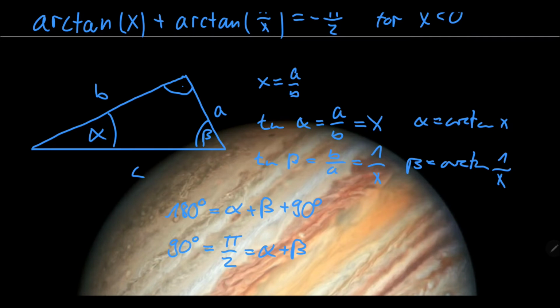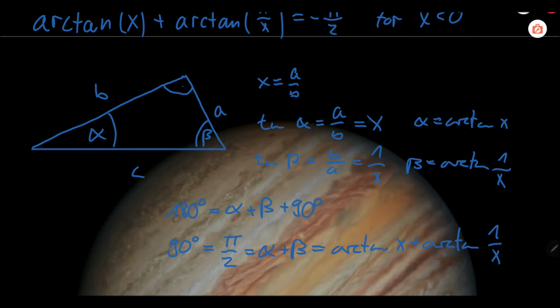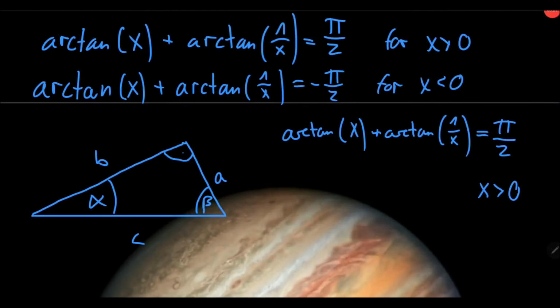Now, substituting these two expressions for alpha and beta into this formula down here, we get that pi over 2 is in fact nothing but arctan of x plus arctan of 1 over x. And so we have been able to show this identity for positive values of x. So far, we have shown that arctan of x plus arctan of 1 over x equals pi over 2 if x is bigger than 0.